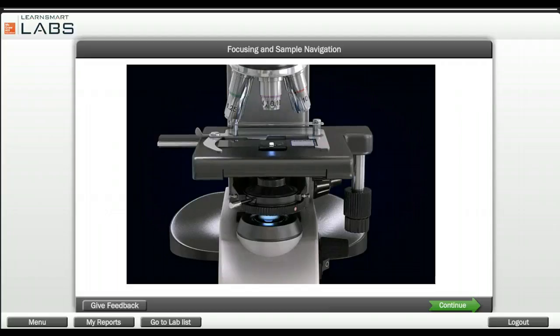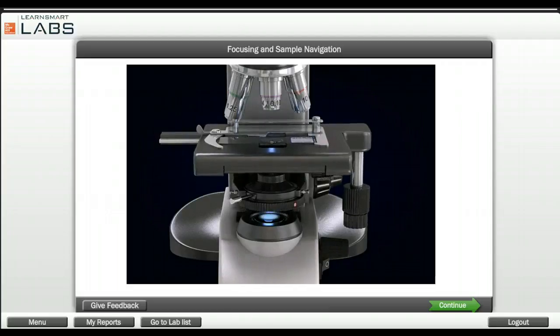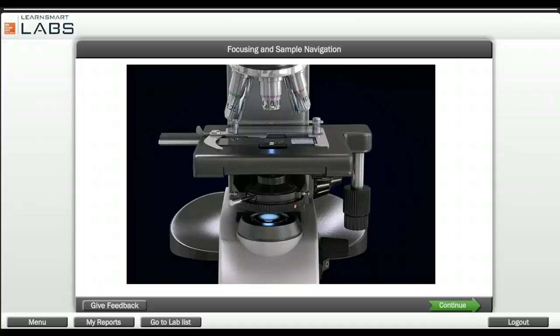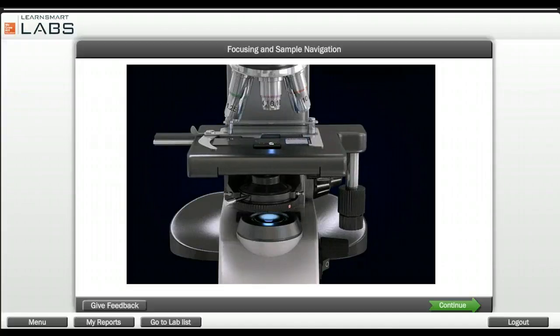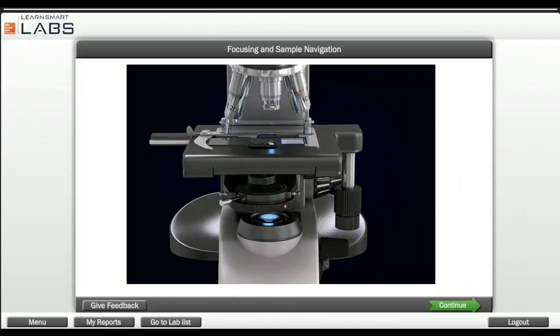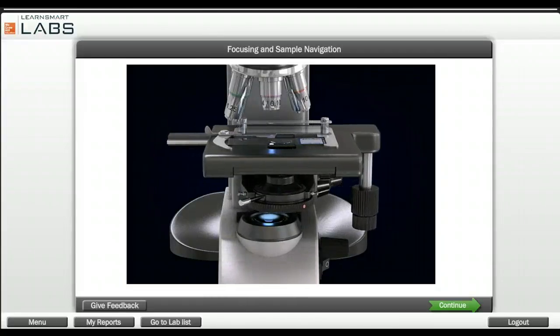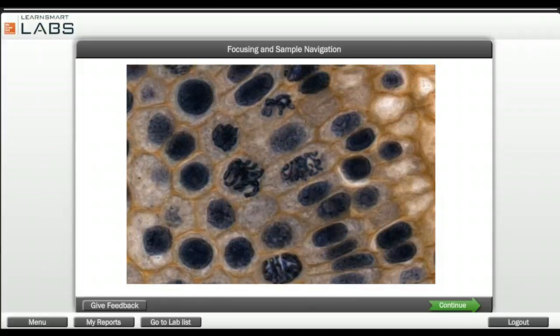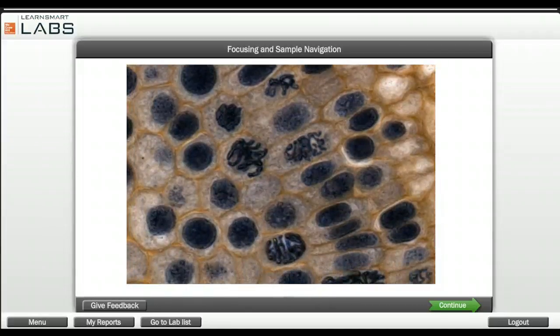The stage adjustment knobs are used to navigate in the sample. The upper knob moves the stage back and forth. The lower knob moves the stage right and left. By using these knobs, you can locate a specific region of interest.